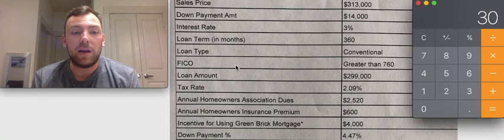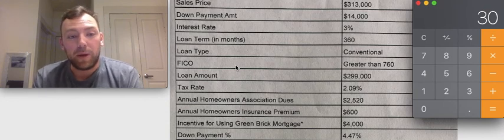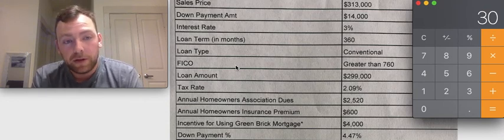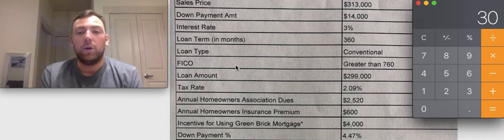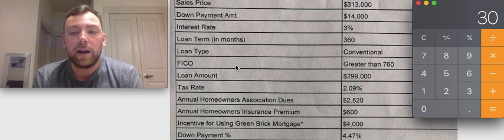And back to our example, if we do give them $299,000, can we expect them to make their payments on time? Can we expect them to pay off the total amount? And will we have any issues with them missing payments? Things like that. So that's what the credit score is for.